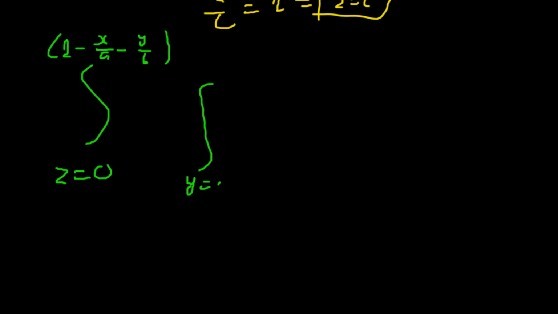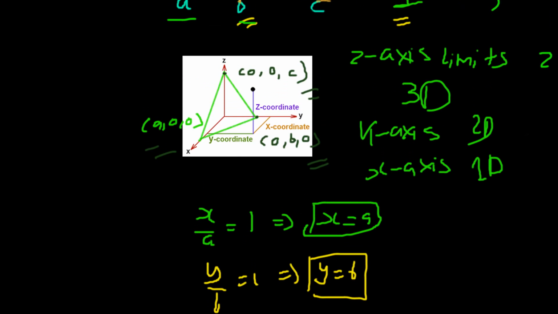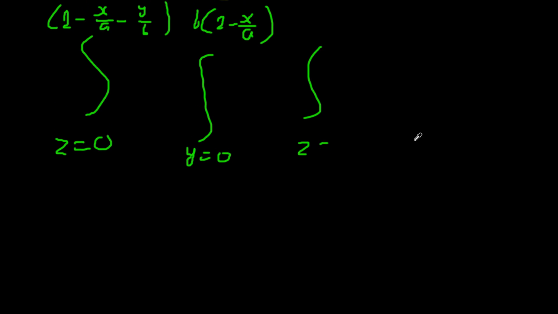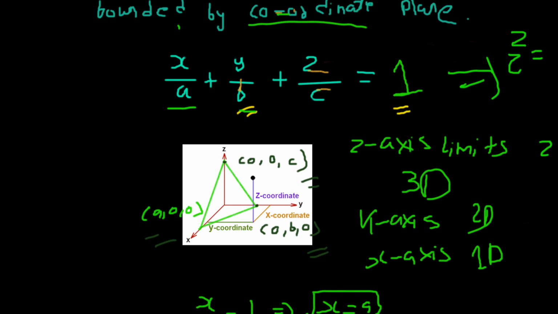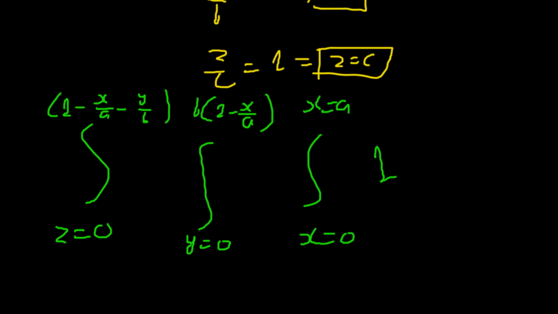Same thing we're going to do for y, so the value will be b(1 minus x by a), and for x it will be x equals 0 and x equals a. In the x-axis the coordinates of y and z will be 0 obviously, and x by a equals 1, so x equals a. The only thing will be x equals a and 1 dx dy dz.